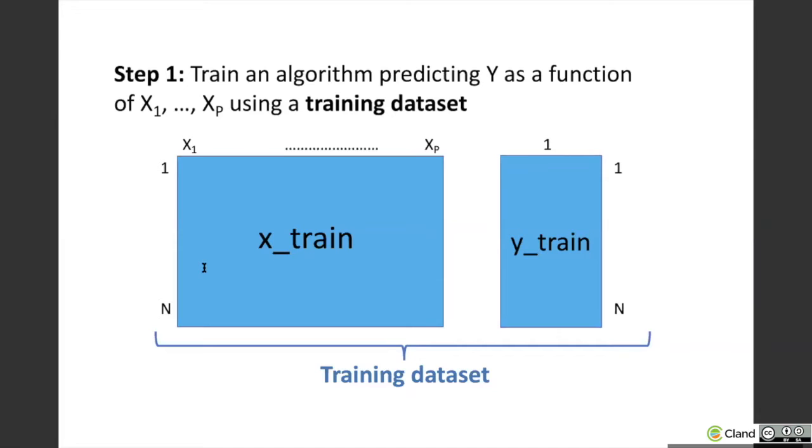So at step one, we use this data set, this training data set, to train an algorithm to predict Y as a function of X1, X2, Xp from the training dataset.